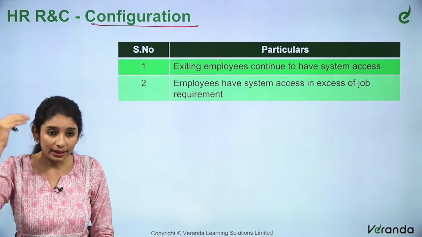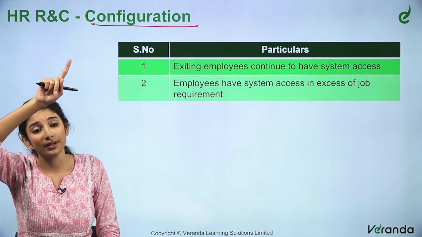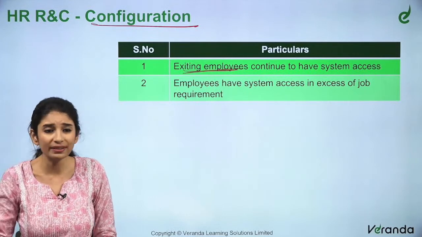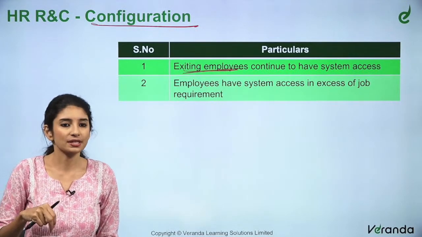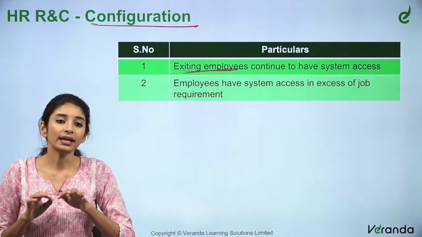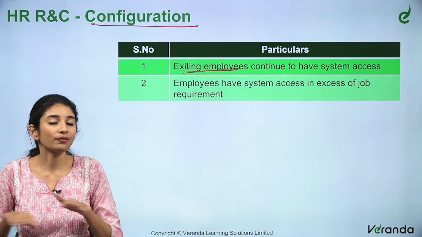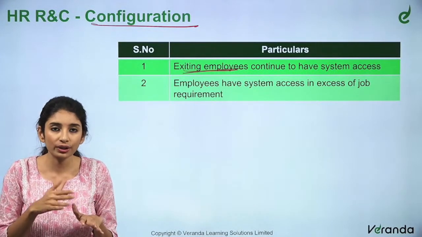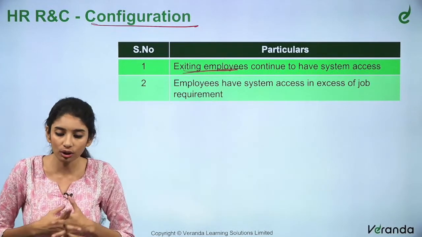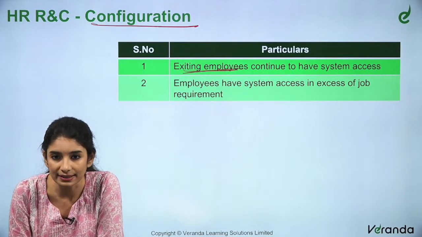Now, HR is a module where we are going to see risks and controls with respect to configuration, system settings. Under configuration, only 2 points. Exiting employees, employees who are leaving the organization, still have system access. So I need to put controls in the configuration tab that in case the date of quitting the organization is before today's date, then restrict all system access. In case I do not have that control, he can come and change all the configuration settings. Exiting employees continue to have system access.